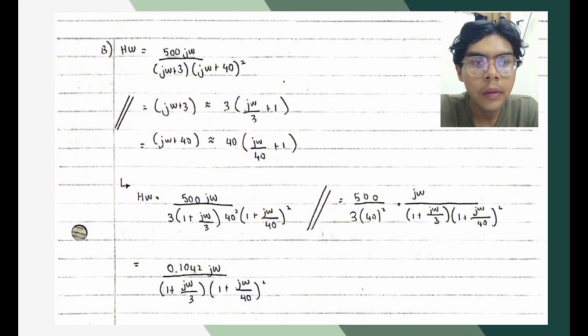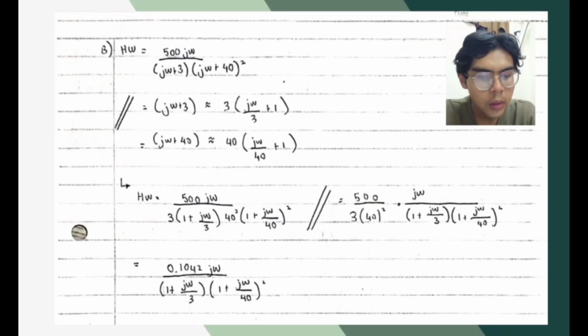So as we can see, the numerator is 500 jw, where the 500 is actually the gain that we can put in the formula of magnitude gain equal to 20 log K, where K is 500. And the jw is a zero at the origin because it doesn't have a number in it. And for the denominator, we actually can factor out the 3 and 40 from its original equation. We can separate them to make the calculation easy, as we can look at the paper I just wrote.